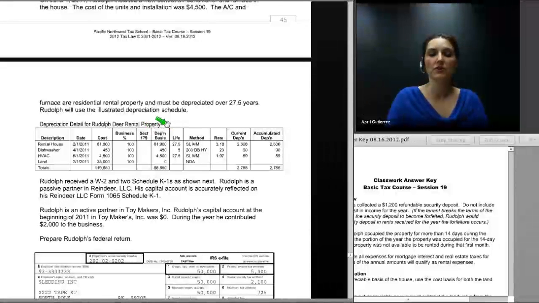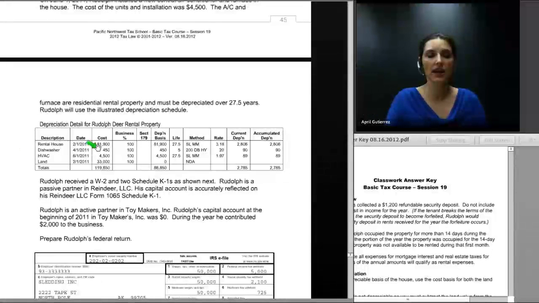His basis for depreciation will be the purchase price of the house plus the cost of improvements minus the value of the land, and that gives us $81,900. And his current year depreciation is going to be $2,606. The dishwasher and the air conditioning furnace system were placed in service after the property was placed in service, so those items are spelled out separately on the depreciation schedule.